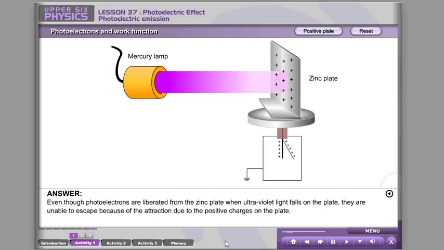Answer: even though photoelectrons are liberated from the zinc plate when ultraviolet light falls on the plate, they are unable to escape because of the attraction due to the positive charges on the plate.